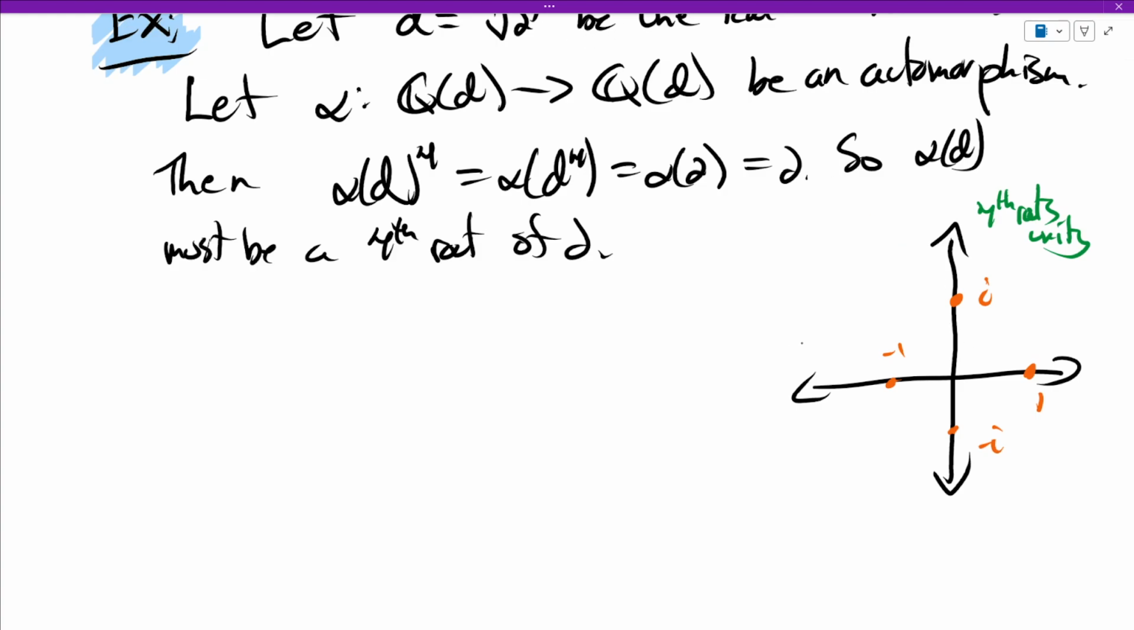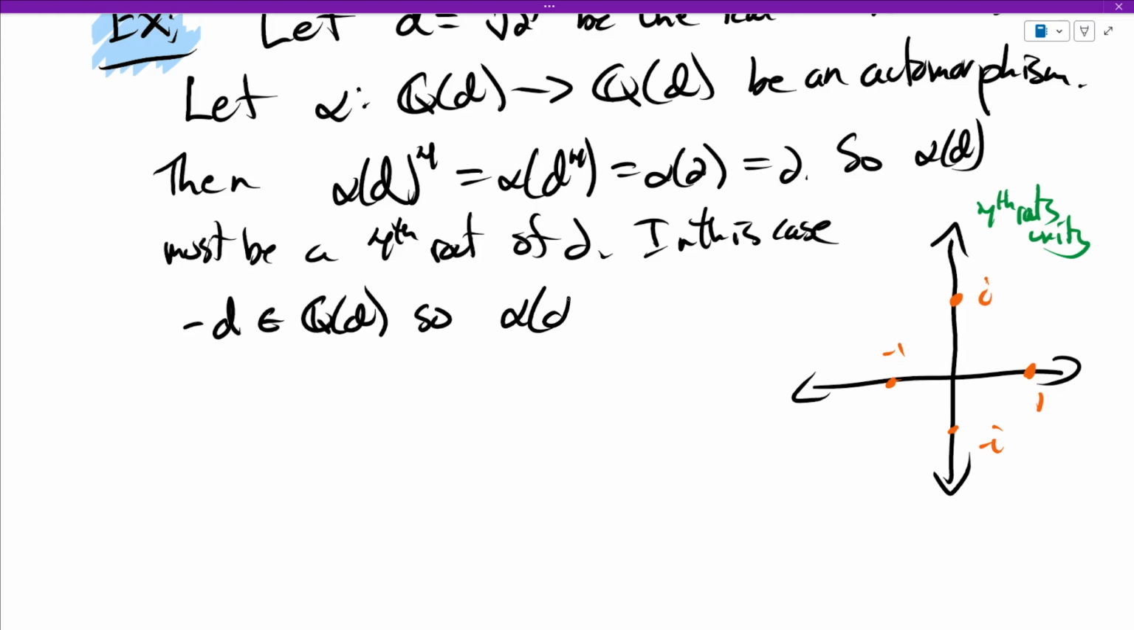And so in this case, when we multiply by the fourth roots of unity, when we multiply by i and negative i, we are going to leave the set Q adjoin D, because Q adjoin D is a purely real field. However, when we multiply by negative 1, it's going to be a new fourth root of 2. So in this case, negative D belongs to Q adjoin D. So alpha of D could be plus or minus D, but it can't be any of the other ones. It can't be i times the fourth root of 2 or negative i times the fourth root of 2. And so we get two possible automorphisms.